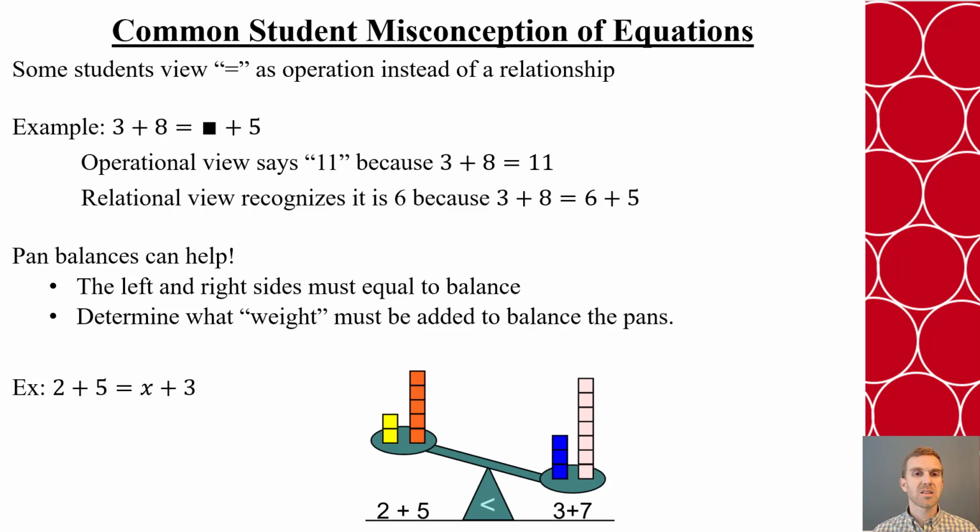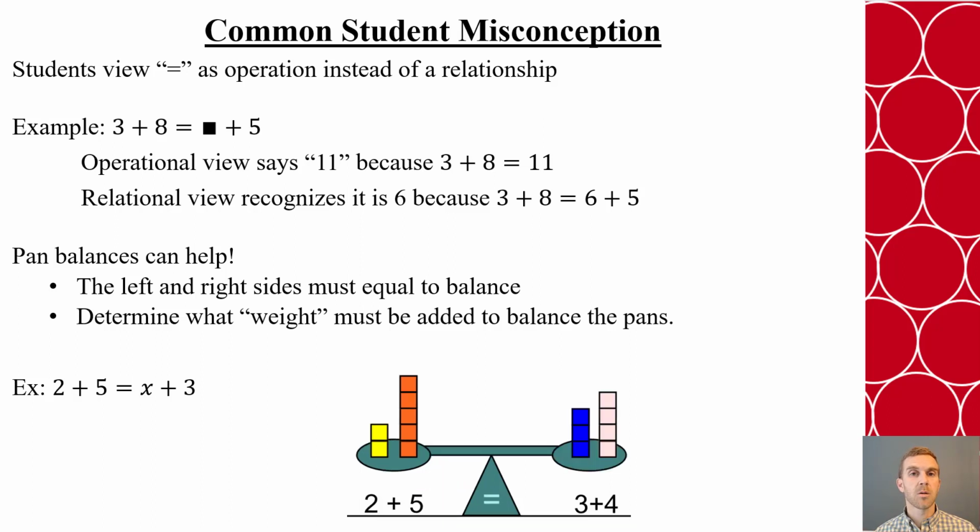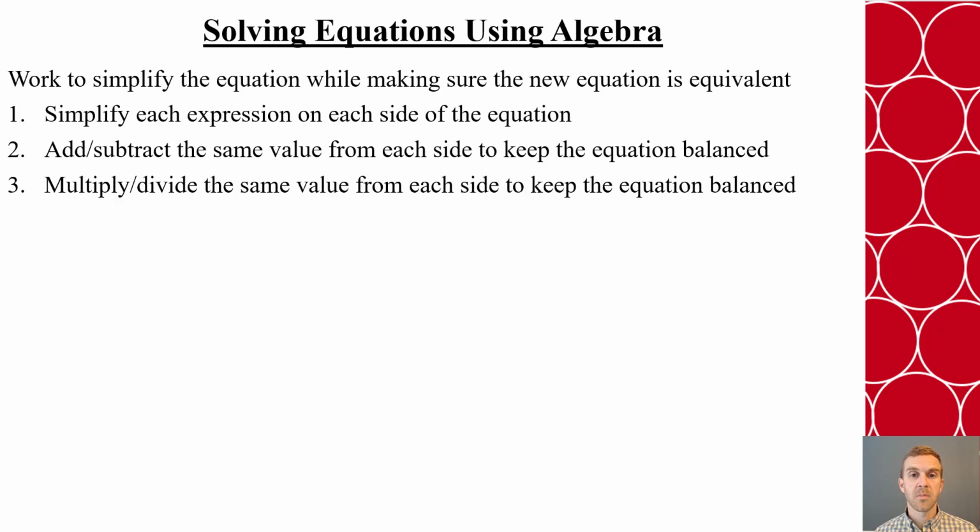Maybe then they're like, well, let's try something smaller. So they try 3. Well, it's a little bit closer, but it's not exact, and we need a little bit more weight on that right-hand side. So let's add one more block and make it 4. And then they can see 2 plus 5 equals 3 plus 4. And there can be a recognition that, oh, both sides have 7 total blocks, and that can help to slowly build that relational view.